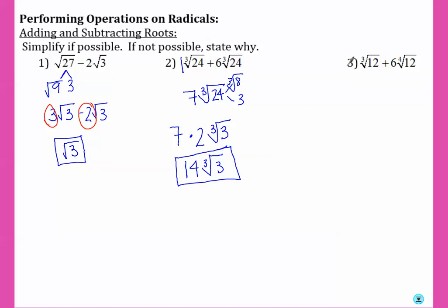In our third example, one has an index of 3 and one has an index of 4. Therefore, this is not possible. They have different indices.